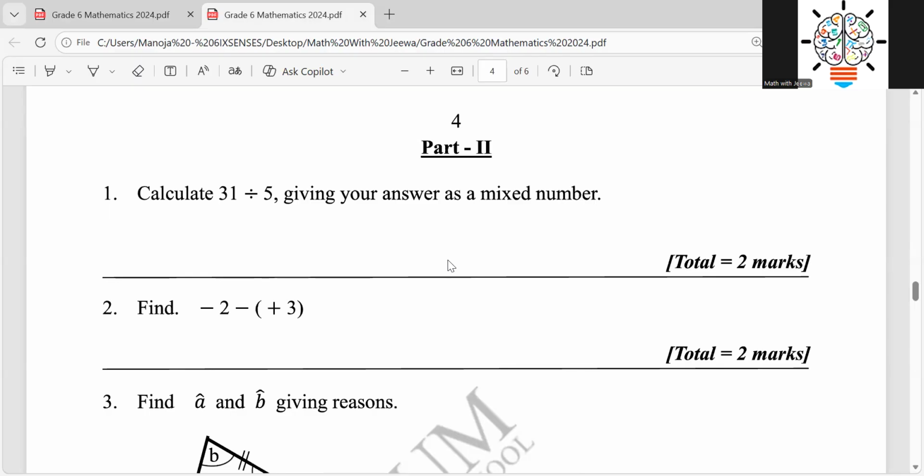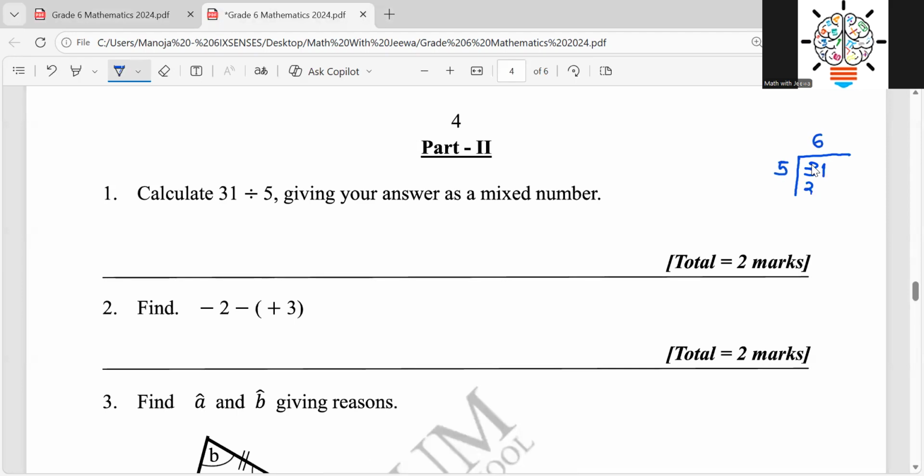So here: calculate 31 divided by 5, giving your answer as a mixed number. 31 divided by 5. So how do you do this, children? Then you write here 31 divided by 5. 5 times 6, 30, the remainder 1. Right? So then how do you write? 31 divided by 5, it is an improper fraction. You can write 6 and 1 over 5. 6 and 1 over 5, right?